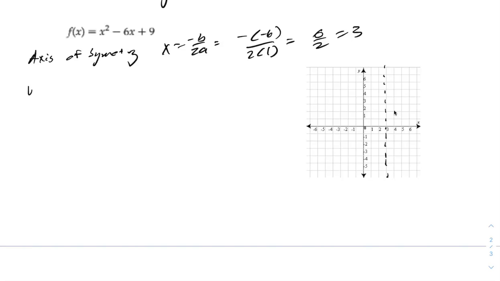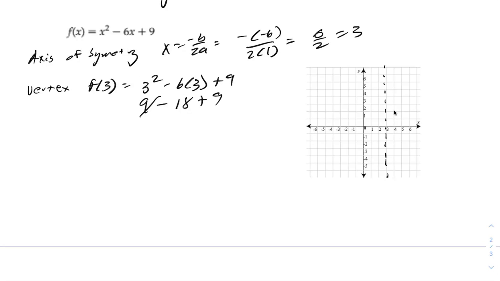Okay, so then let's find the vertex. Just going to plug that in. So f of 3 is 3 squared minus 6 times 3 plus 9. So I get 9 minus 18 plus 9. These guys all reduce. I get 18 minus 18, which is 0. So (3, 0) is my vertex. Sorry about that, 3 and 0 over here, not (0, 0). There you go. So that's my vertex.